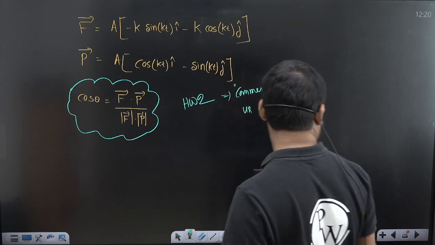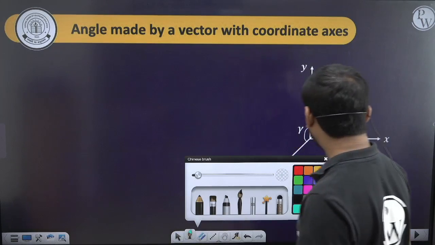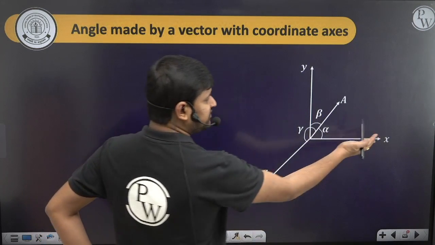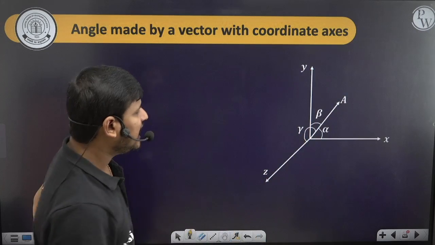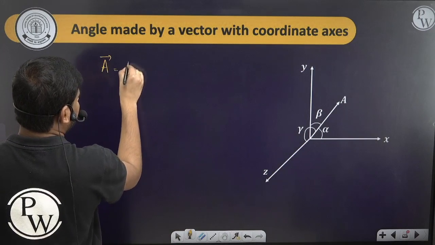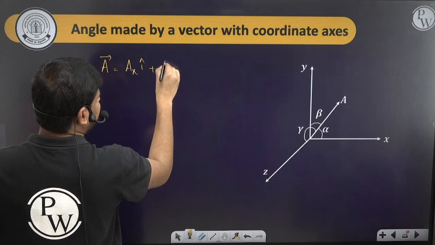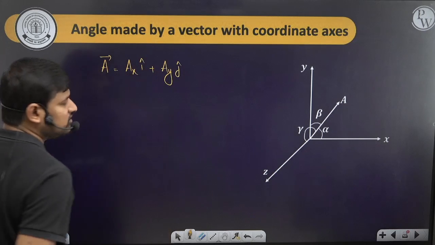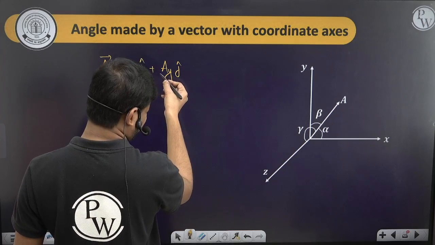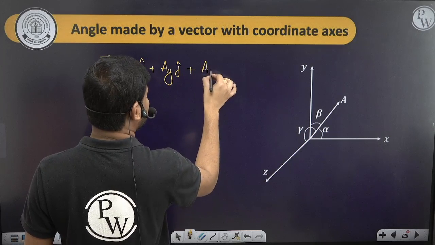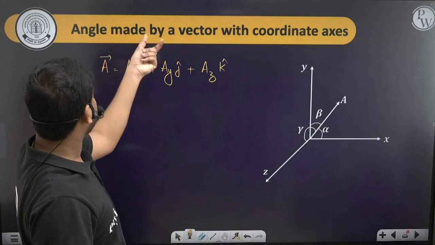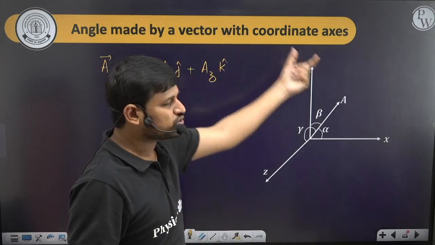Okay. So then, the angle made by the vector with the coordinate axis. For example, in the xyz plane, the 3-dimensional plane, I am taking a vector A. This vector A will have the x component in the x direction, the y component in the y direction, j cap, and the z component in the z direction. Now see the title: angle made by a vector with its coordinate axis.